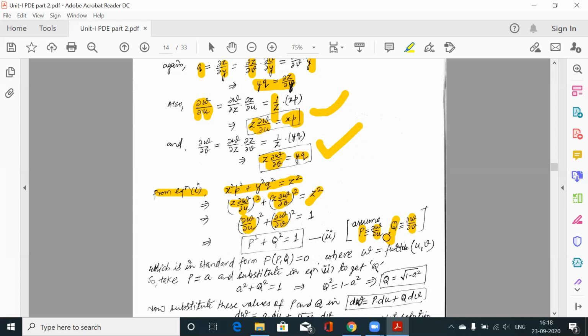Initially it was z, x, y. Now it is w, u, v. So these are first order derivatives. We have assumed this first order derivative as capital P and this as capital Q. So this is now the reduced, transformed equation: P square plus Q square is equal to 1. These both are derivatives, P and Q. So this is an equation in standard form, f(p, q) equal to 0, in first order derivatives.